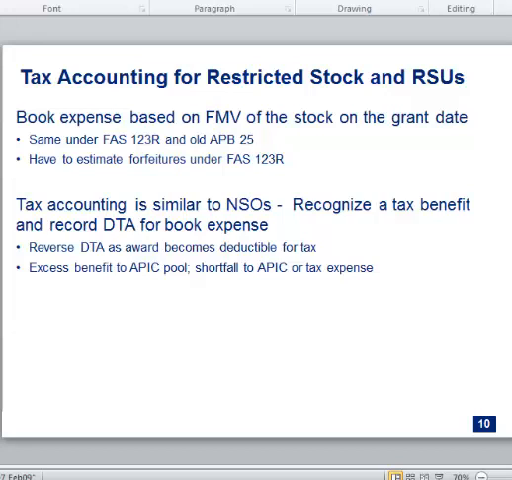The trick is what happens when the stock vests, or the RSU vests, and you get a share of stock, but it's not worth 25 bucks. Not so much. So we'll talk about that in a minute.